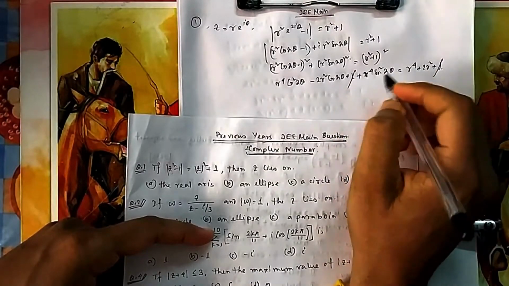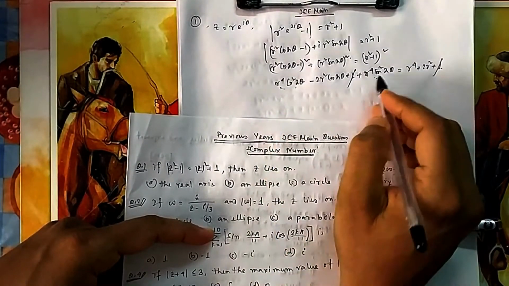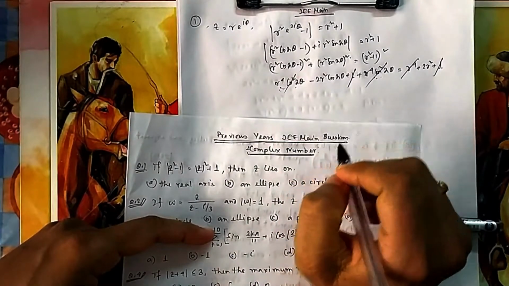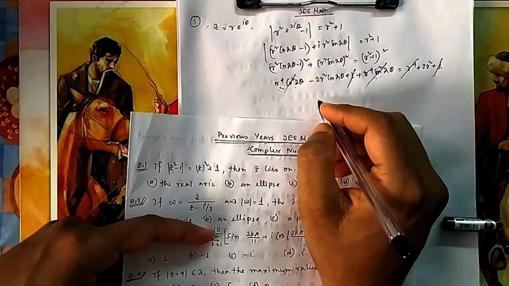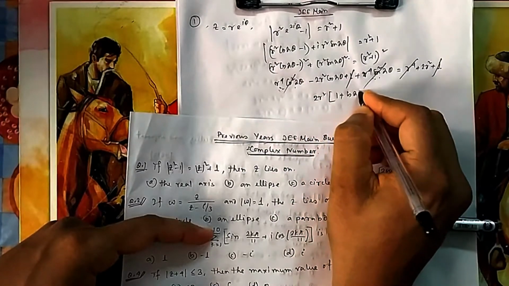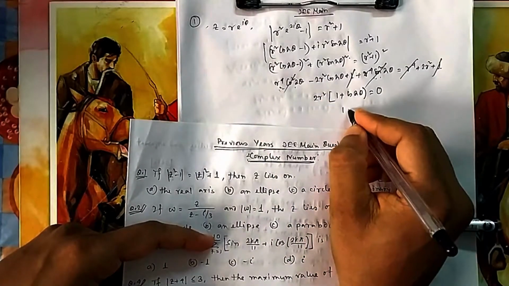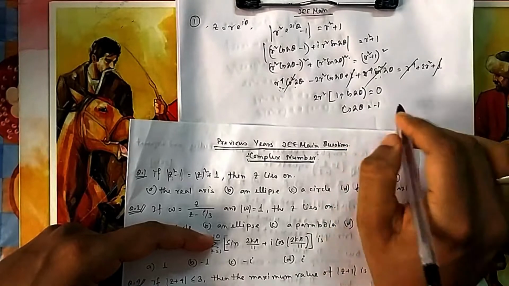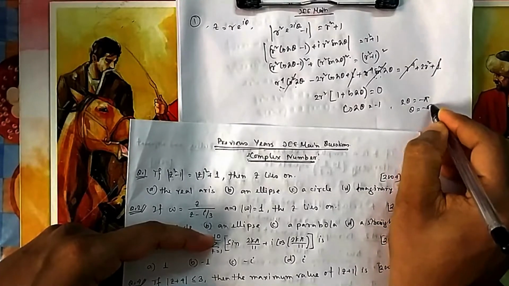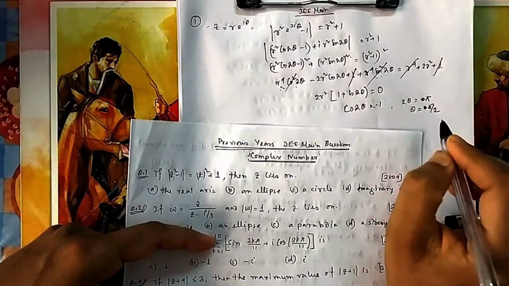So 1 gets cancelled, and in r⁴, if you take it common, it is sin² 2θ + cos² 2θ, so it is 1. So r⁴ will go with this one, and r⁴ is gone. Now finally you are left with, if you take 2r² common, 1 + cos 2θ = 0. Now r cannot be 0 because it is the modulus, so cos 2θ = −1. That means you got the value of 2θ: 2θ = −π, that means θ = −π/2, and since cos is −1 at π, θ = π/2.